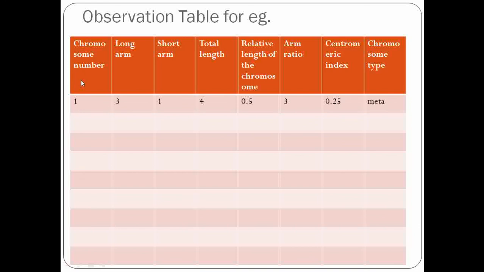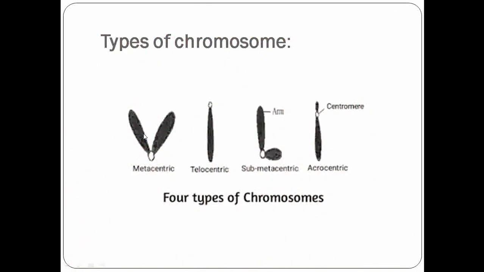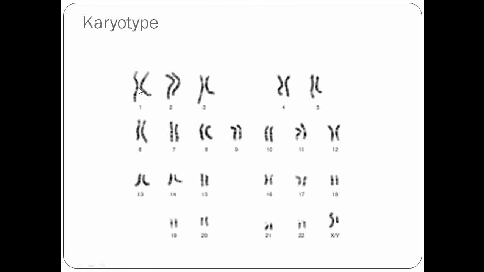So see that there are 22 pairs. Okay, so you have to calculate that one. Then you have to count the length of the long arm. So see here, if you are going to take this chromosome, these sister chromatids are joined by the centromere. So from the centromere you have to calculate the length of the long arm and the length of the short arm.